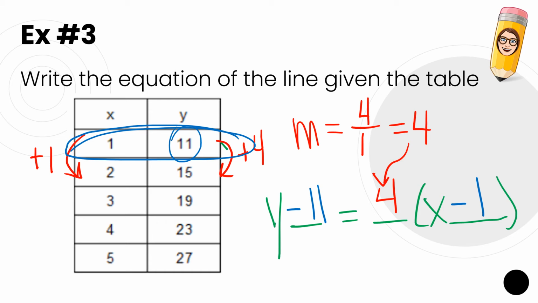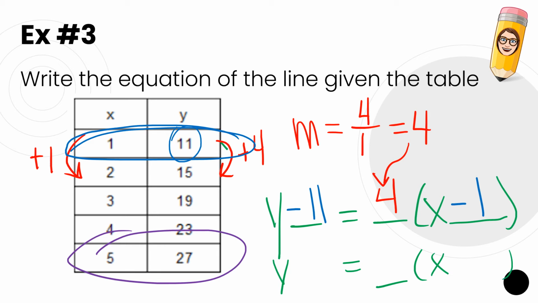Now let me show you what I mean when I say pick any point. Let's say I pick the last point. Okay, we would still set it up, our setup would be the same as before. The 4 would still go in front of the x, but watch what happens. If my x says positive 5, I write x minus 5. If my y says positive 27, I write y minus 27. Both are correct. Both are the same line, just through different points.